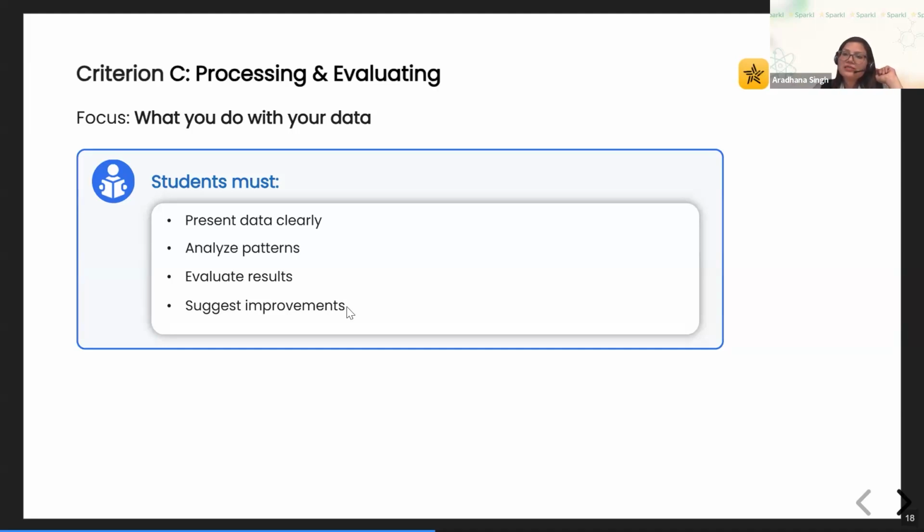Suggest improvements. This is an important point. Most of the students get stuck. What could be the possible suggestion? Let's say it is a straight graph between force and acceleration. And now you know that force is directly proportional to acceleration. But when you plot the graph, you find that all the data points are not lying on the straight line. There is one data point which is an outlier. So how will you explain that outlier?